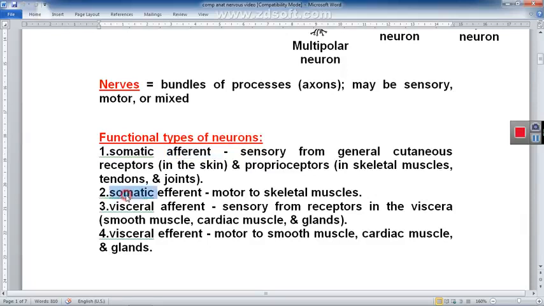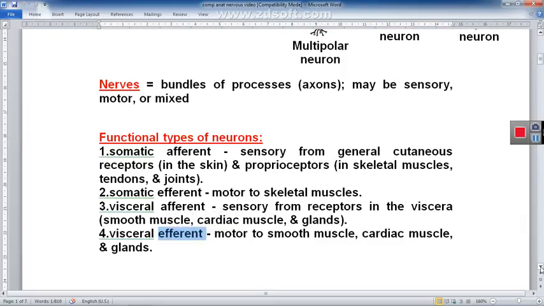Somatic efferent neurons, not afferent, efferent neurons, are related to motor activity to the skeletal muscle. So these neurons are related to motor impulses that make the muscles contract. Visceral afferents are related to transmission of sensation from the viscera, for example, from the heart, from the liver, gland, and so on. While visceral efferents are nerve cells that are related to motor activity of the viscera, for example, smooth muscles of the viscera, of the gland, of the heart, and so on.